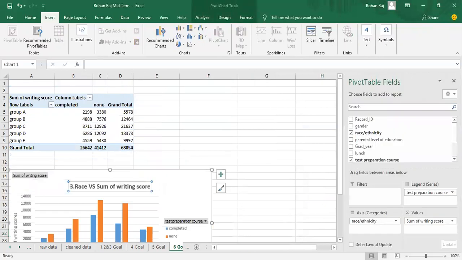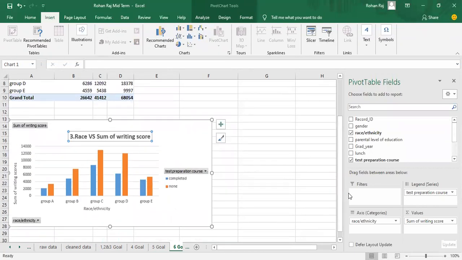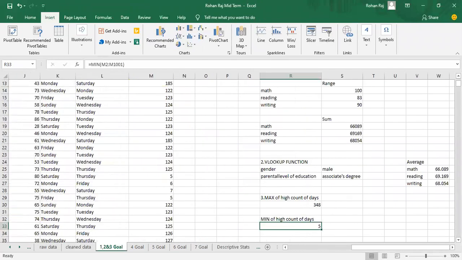Well, in the sixth goal, generally I use the students based on their race and the sum of the writing score. So you can see the groups A, B, C, D, E. I took the writing score because most of the students do not want to write, and which is the least average score secured by the students. You can see over there.